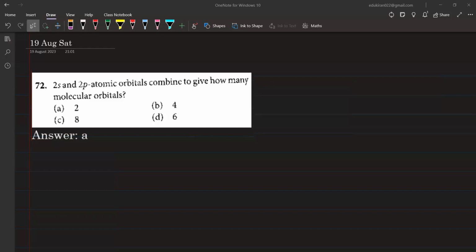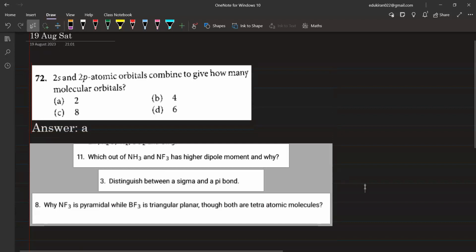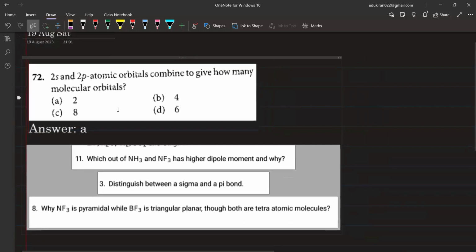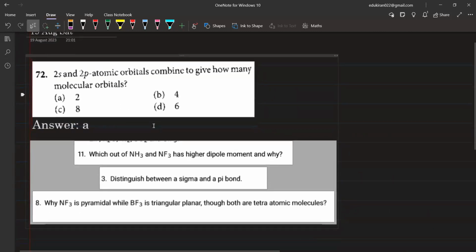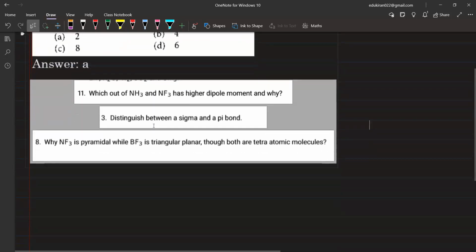Which of NH3 and NF3 has a higher dipole moment and why? I wrote that N is more electronegative and there is no cancellation, and F is more electronegative and there is cancellation in NF3. So NH3 is more. But you remember we have discussed this, the exact question, the same thing. Yes, we have done this. You should know how to answer it, right? Yeah, I wrote that.